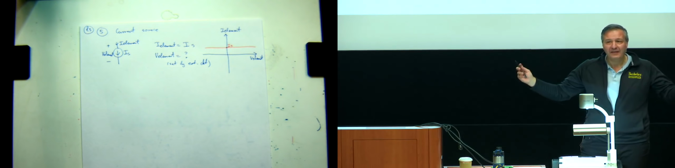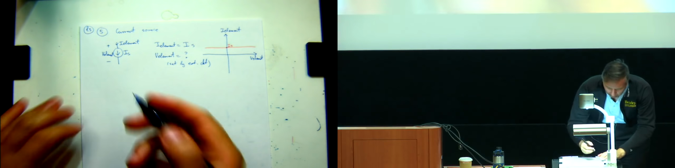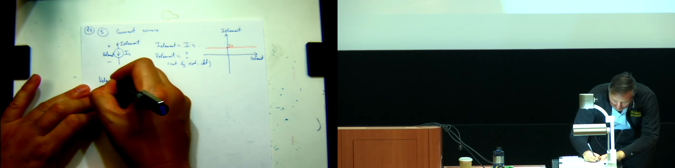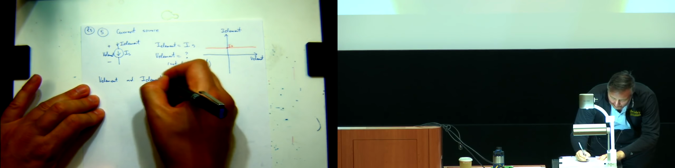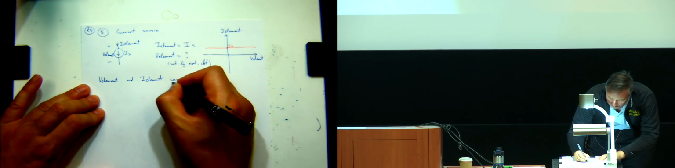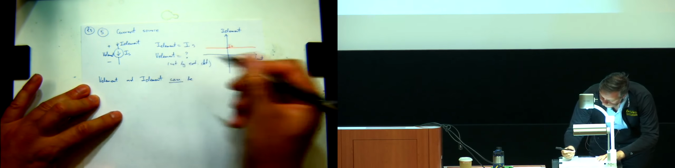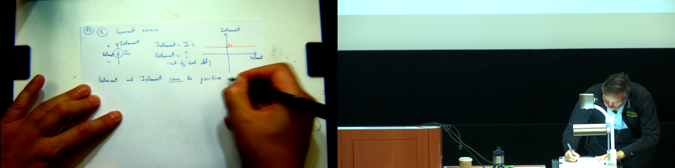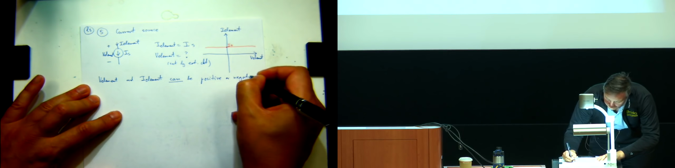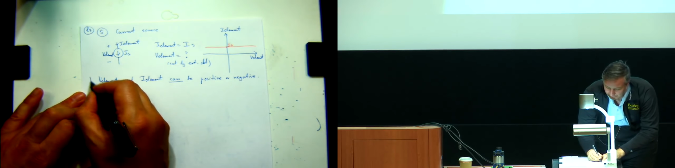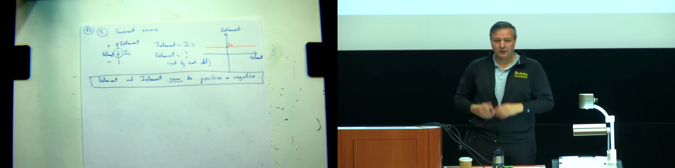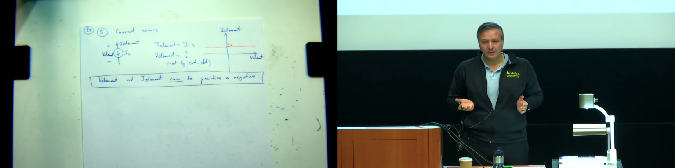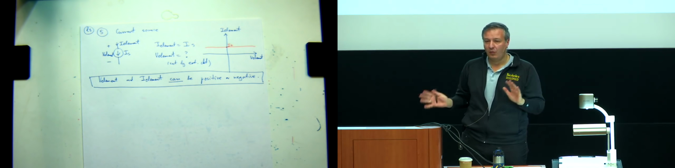Okay, one of the key things in all that we've done so far is that V element and I element can be positive or negative. I cannot stress this enough, okay? V element and I element are just some mathematical quantities. They can be positive or negative.